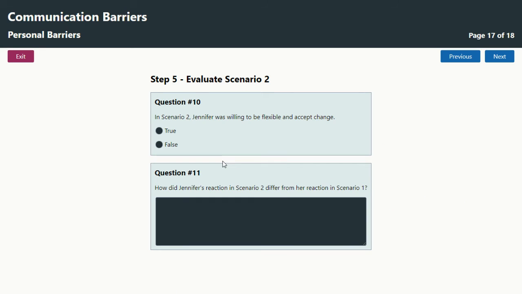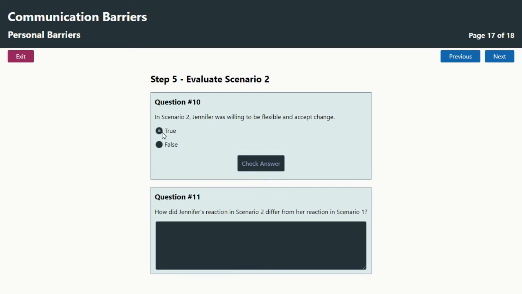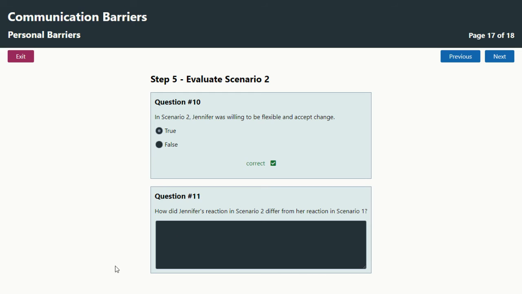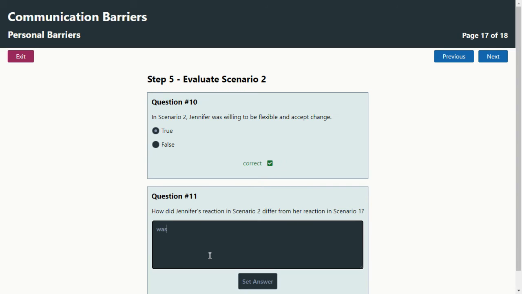So, scenario 2, Jennifer was willing to be flexible and accept change. That's true. How did her reaction in scenario 2 differ? She was willing to change, was willing to try the new procedure or the new way of doing things.